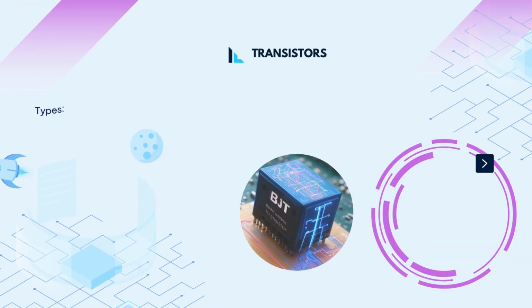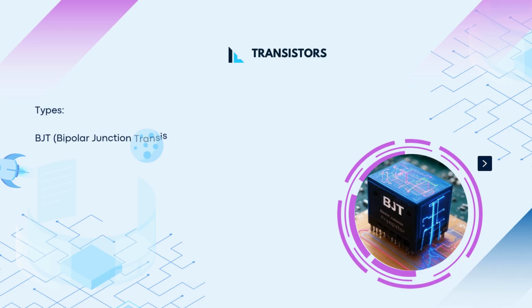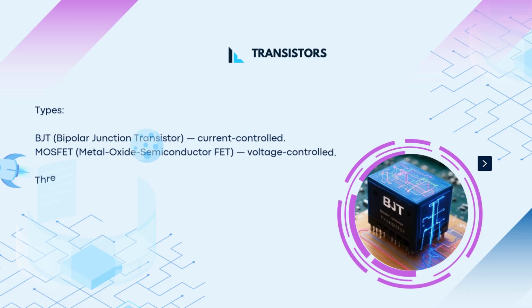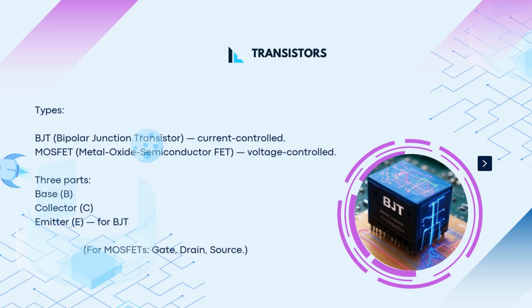The transistor is one of the most important inventions in human history. Key points. Types. BJT, bipolar junction transistor, current-controlled. MOSFET, metal oxide semiconductor FET, voltage-controlled. Three parts. Base, B. Collector, C. Emitter, E, for BJT. For MOSFETs, gate, drain, source.